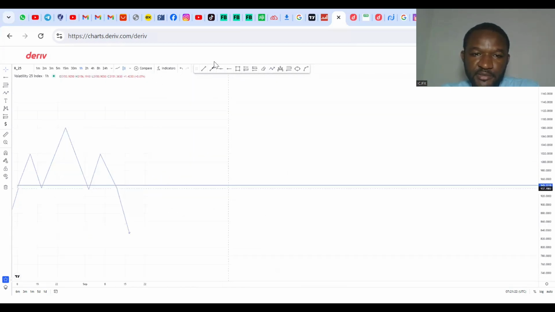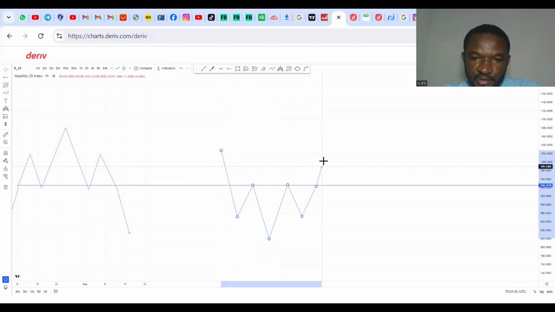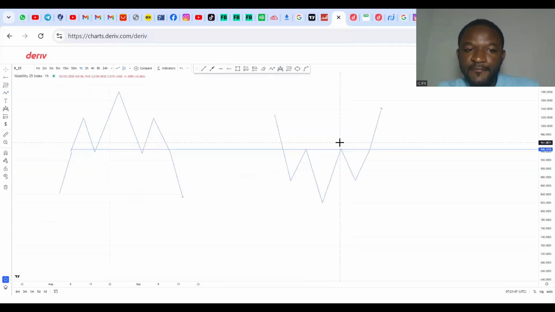The same thing is applicable here with the inverse head and shoulder. In this case, the market will impulse down, creating a shoulder. Come up here, go back, creating the head, go back, creating the right shoulder, and then impulse to the upside. So these are the two different head and shoulder patterns we have: the head and shoulder pattern and the inverse head and shoulder pattern.